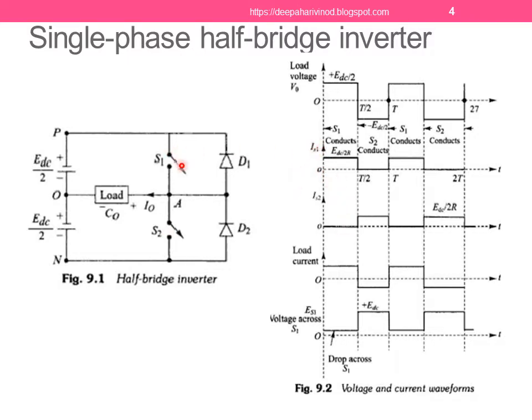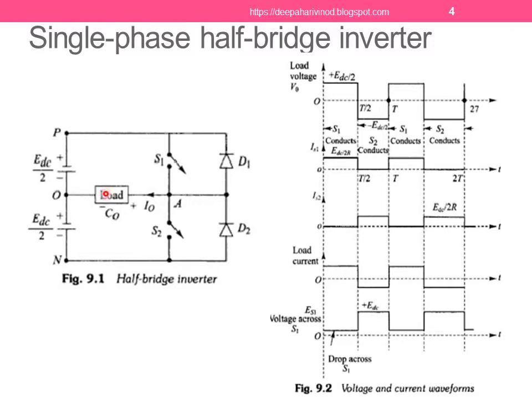IS1 is the current flow through S1, IS2 is the current flow through the switch S2, and the load current is I0. IS1 flows only when S1 is conducting. When S2 is on, S1 is off and IS1 doesn't flow, so it is 0. In the same way, IS2 flows only when S2 conducts. Rest of the time it is 0.